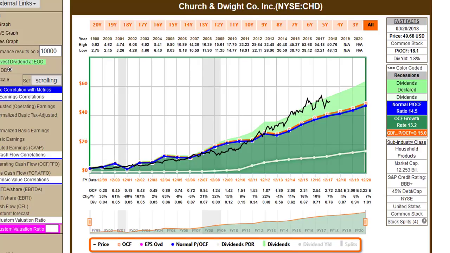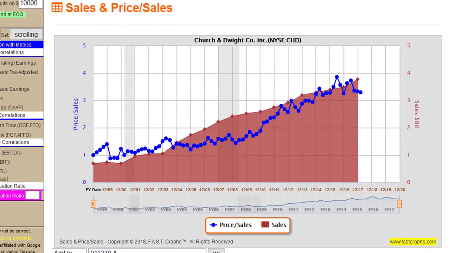And then if you go down to the price to sales graph, you will see again that the price to sales in more recent years has been somewhere around 3 or even a little higher, when historically it's been 1.5 to 2. So again, it just gives you another indicator of whether the stock is trading at a high price to sales relative to historical norms. And it's just another piece of the valuation puzzle.